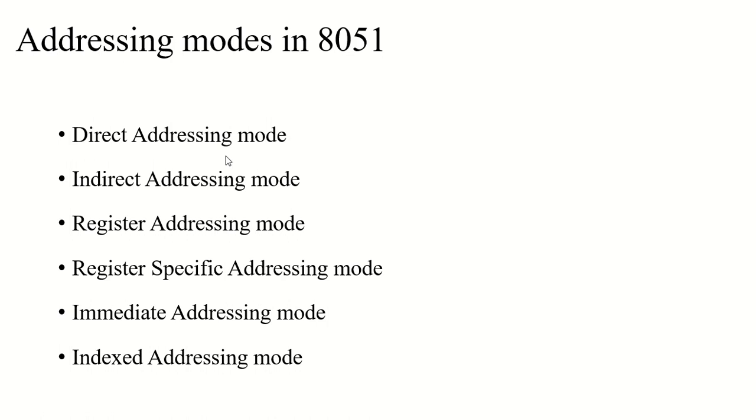It is MOV A, 40H, which is basically an example of direct addressing mode. We are going to discuss the instructions of each and every addressing mode in detail in upcoming classes, but for now just understand that MOV A, 40H would be the example for direct addressing mode. It copies data from address 40H into the register directly, right? So it is direct addressing mode.